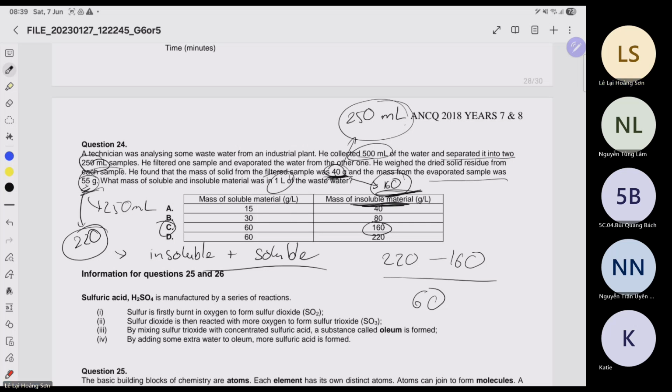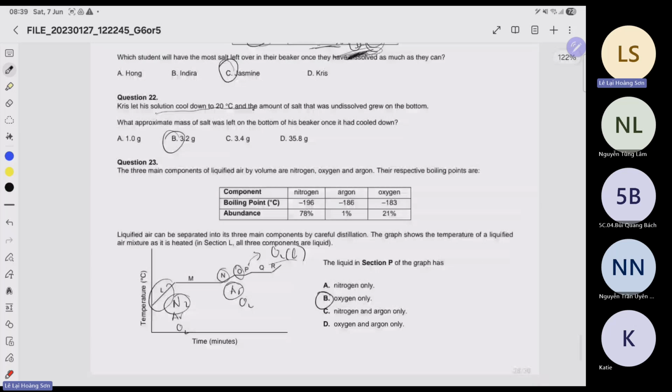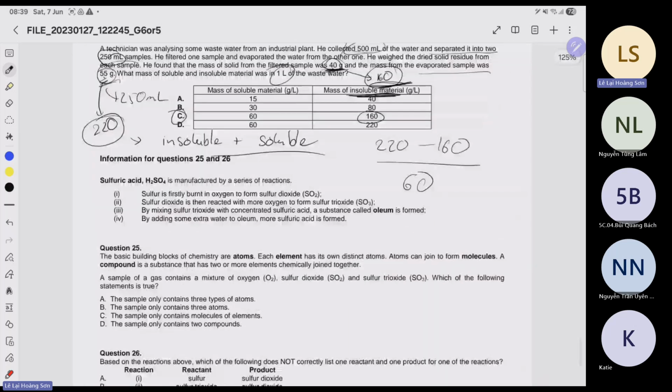Question 24 is done, so let me take a look at 25. We also need question number 20, but 22 is already answered. Okay, 25.